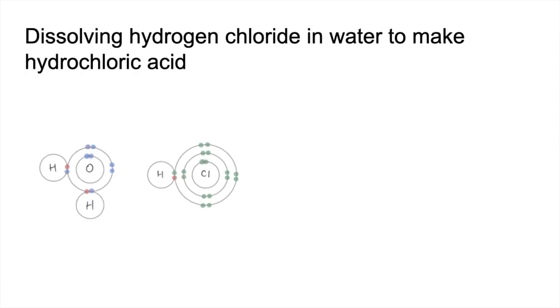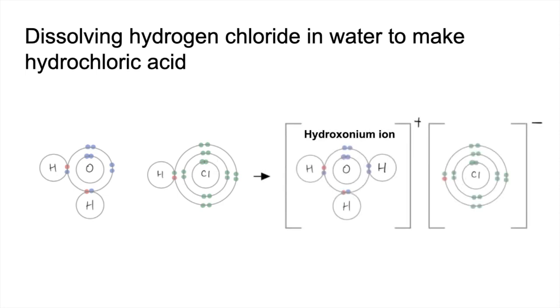Next example is the reaction that occurs when you dissolve hydrogen chloride in water to make hydrochloric acid. So we'll start with the dot and cross diagram. Hopefully you can appreciate what's going to happen. The hydrogen chloride again is going to donate this hydrogen as a proton, an H plus ion. It's going to bond with one of the lone pairs on the oxygen. It's going to leave behind that electron, so this will become a chloride ion. So there's the upshot of that.